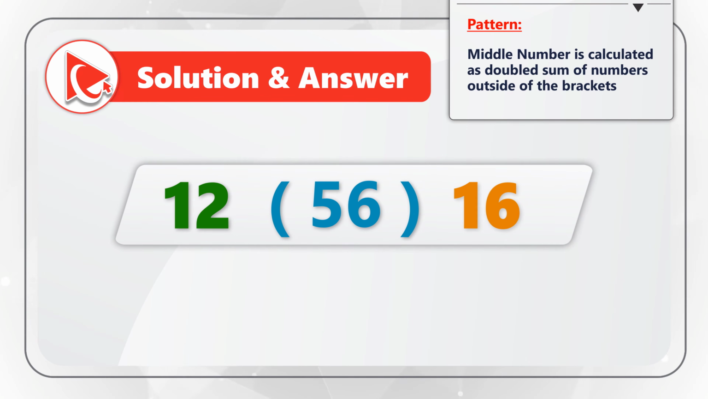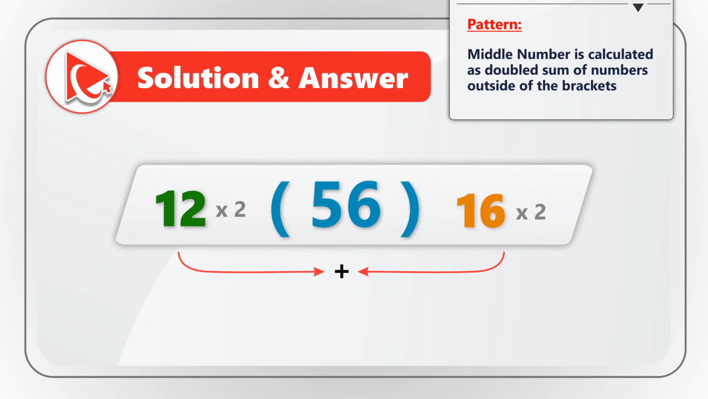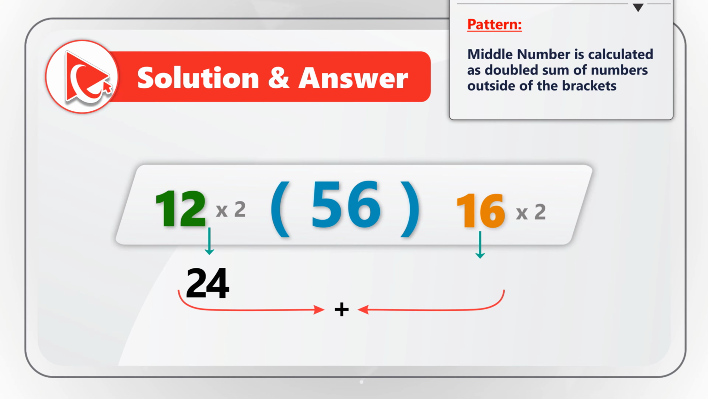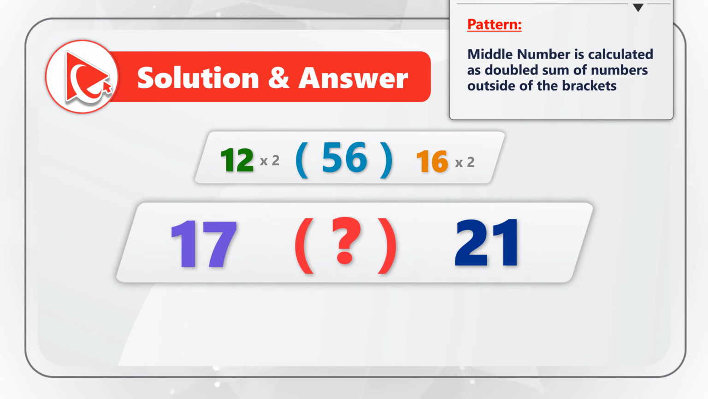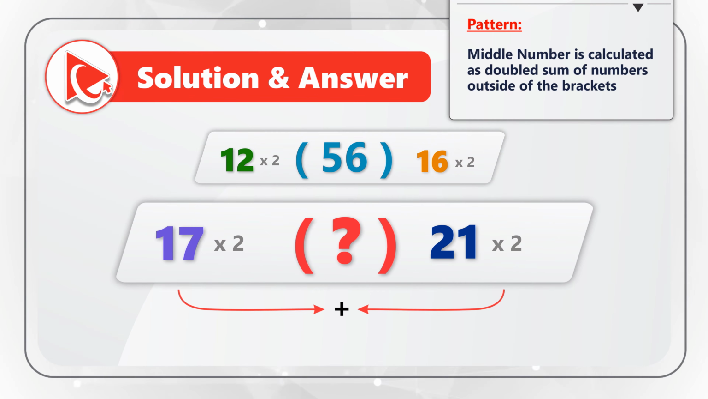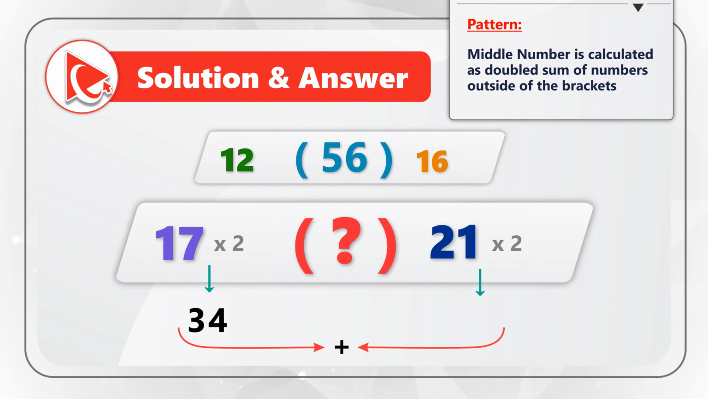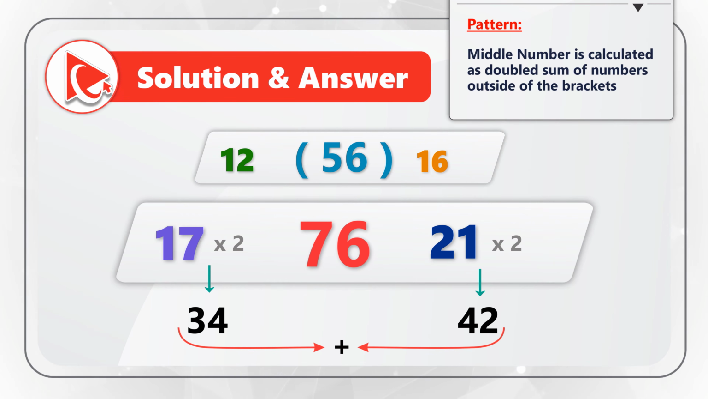Let me show you the example. For example, 56 is calculated as 12 times 2 plus 16 times 2, which would result in 24 plus 32, which would be equal to 56. Same way, the missing number can be calculated. 17 multiplied by 2 plus 21 multiplied by 2 would be equal to 34 plus 42 and would be equal to 76. Did you get to the same answer?